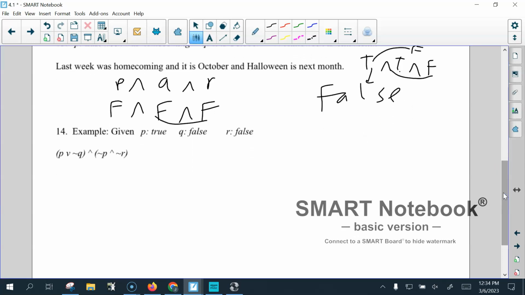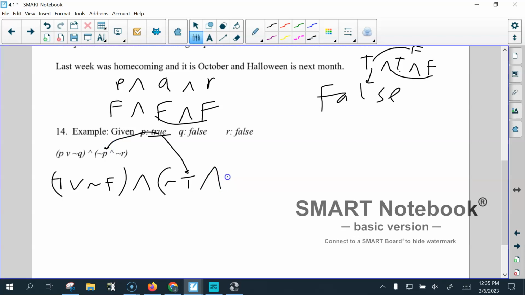All right, number 14. Okay, I think this is the last one. Yeah, last one. Okay, given P is true, Q is false, R is false. So we have P is true or not Q, which is false. Okay, put that in parentheses. And not P, so we're saying not true. We're not translating it, we're just plugging in. So literally the P comes in here. We don't try to do the not P and turn into false yet. We literally just translate as we see it. So the P goes right there, true. And not R. So again, we're just plugging the false in right here, so we're going to put a false.